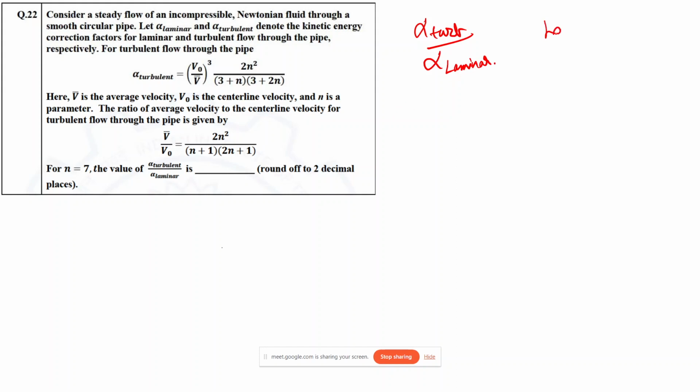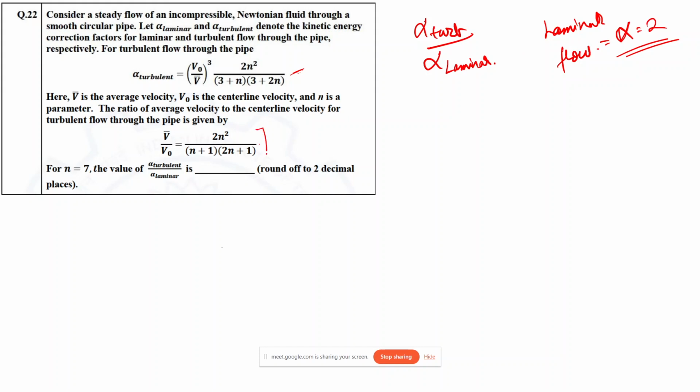So for laminar flow, we can remember that the value of the kinetic energy correction factor is always 2. So for laminar flow, we can always write alpha equal to 2. And the same we use in Bernoulli's equation also in terms of the velocity term. For turbulent flow, this alpha value will depend on many factors, and that is being captured by this equation. So for n equal to 7, we can use this equation to find the value of alpha turbulent, and then we can simply divide it by 2 to find this ratio.